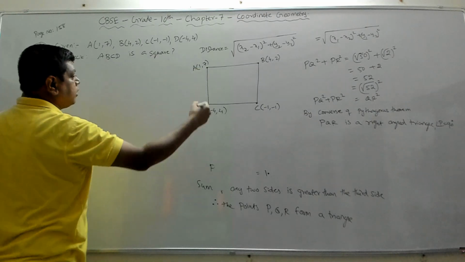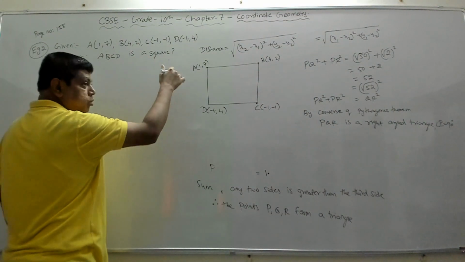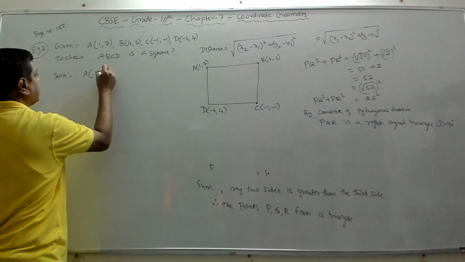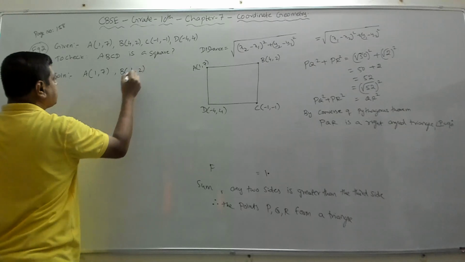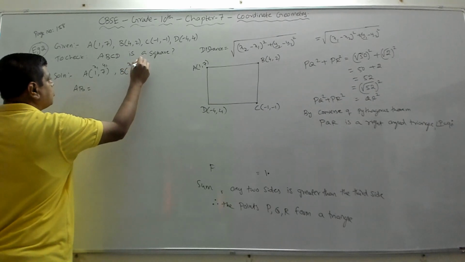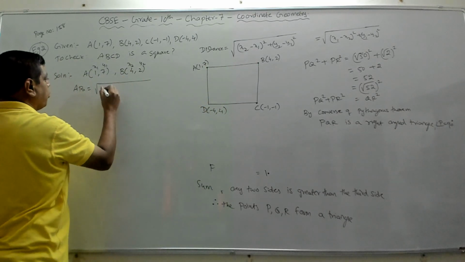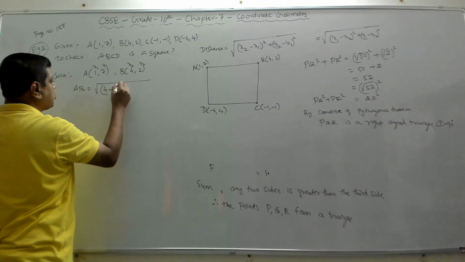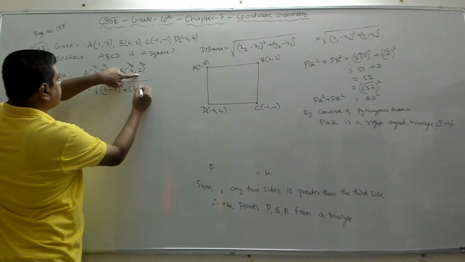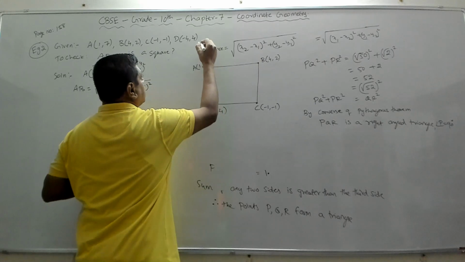So let's find a solution. Let's find the length of each side of this quadrilateral. We are going to prove that it's a square, right? So let's take A as (1,7) and B as (4,2). Let's find AB, the distance between these two. This is x1, y1, x2, y2. So square root of, let's apply the distance formula, (x2 minus x1) the whole square plus (y2 minus y1) the whole square. x2 is 4 minus x1 which is 1, and y2 which is 2 minus y1 which is 7. This is our distance formula, right?